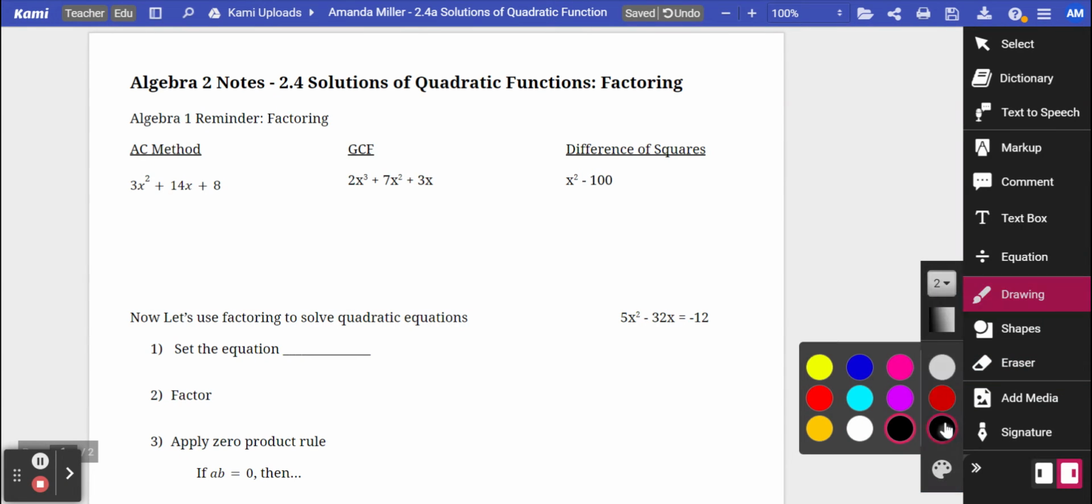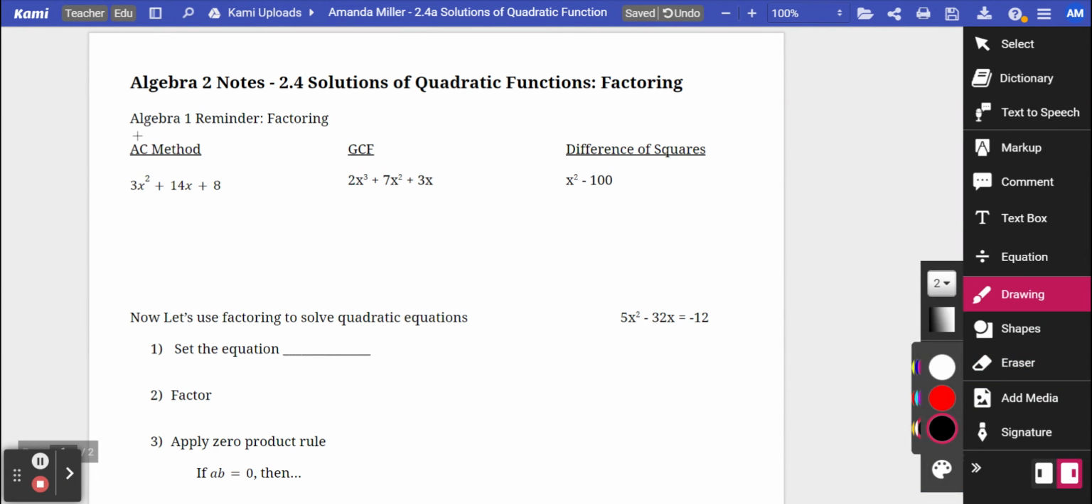Hey everybody, we're going to do a review of factoring so that you can solve quadratic functions. There's three basic ways to factor a quadratic equation, and the first one is called the AC method. It's called the AC method because we're going to take A, this is B, and this is C. We're going to multiply A and C together.